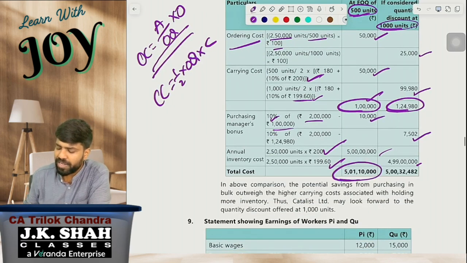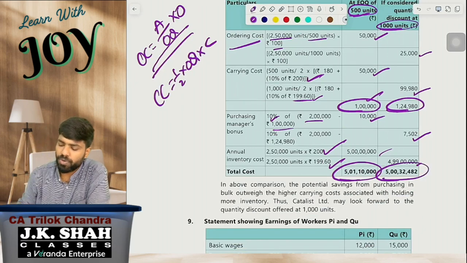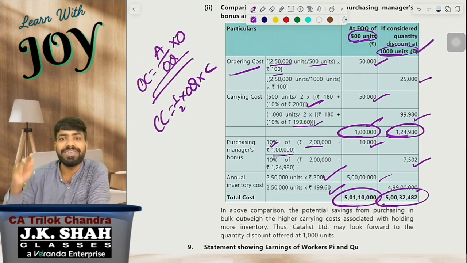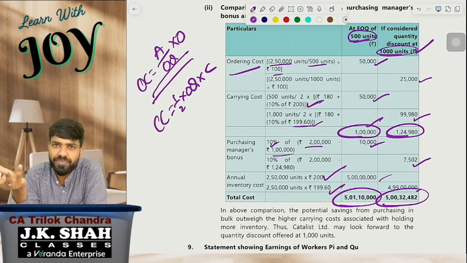If you make a total, here it is 5 crore 1,10,000. Here it is 5 crore 32,482. So cost at 1,000 units is less. So should we accept the price discount offer? Answer is yes. We need to accept the price discount offer.